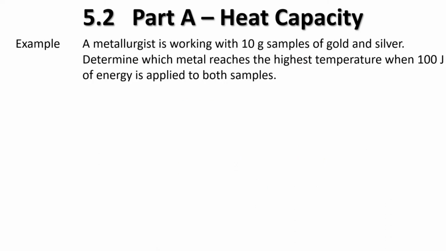A metallurgist is working with 10-gram samples of gold and silver. Determine which metal reaches the highest temperature when 100 joules of energy is applied to both samples. So there's our formula, but this question is asking us about a temperature change, so we actually have to rearrange the equation. There's a couple of different ways you can rearrange this one.